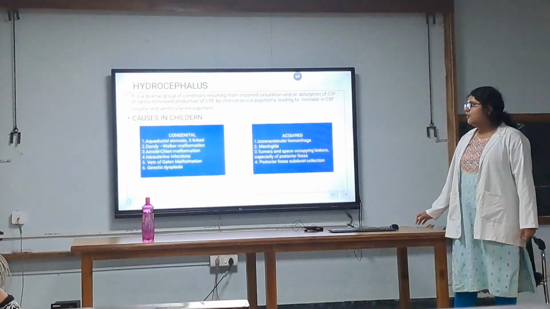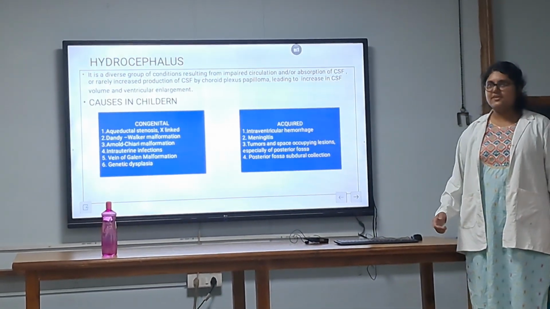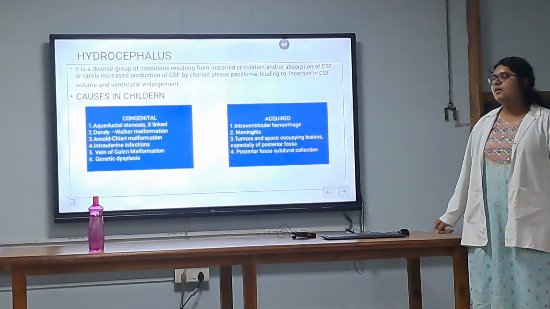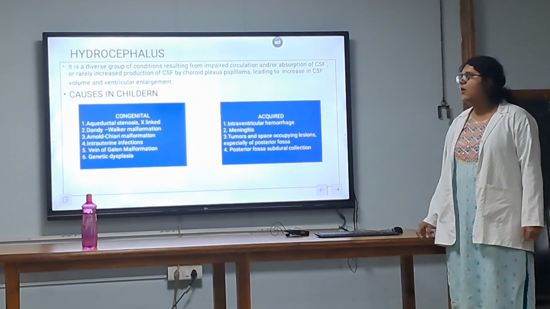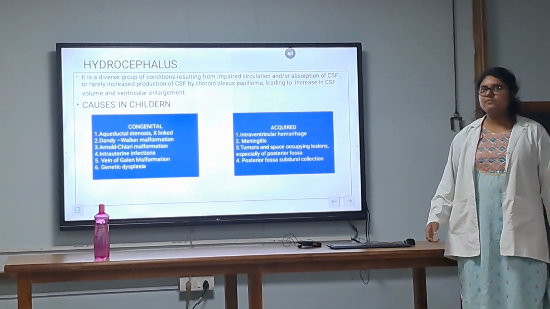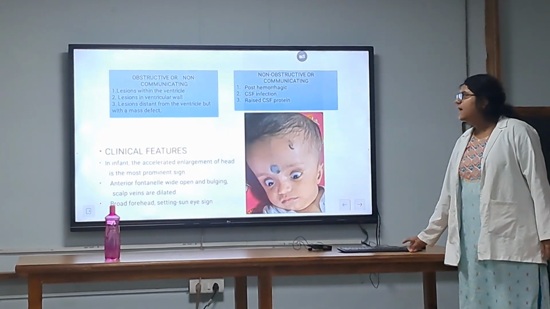In the acquired causes, intraventricular hemorrhage occurs in premature infants, which leads to subarachnoid hemorrhage and communicating hydrocephalus. Also meningitis, tumors and space occupying lesions, mostly in the posterior cranial fossa, are the other causes.